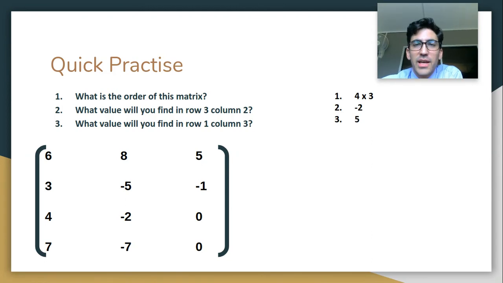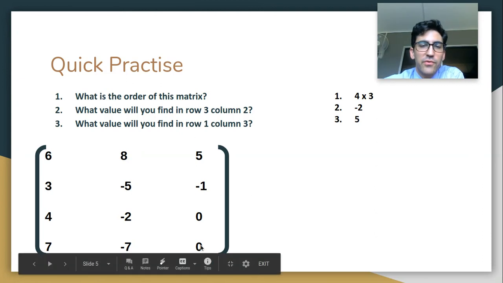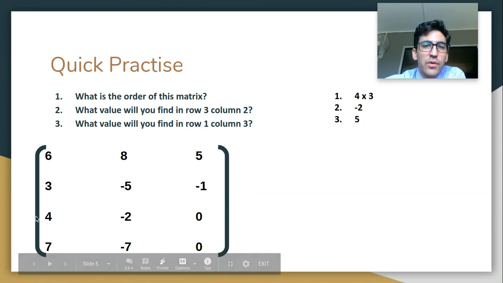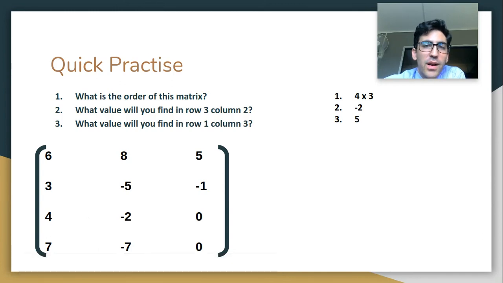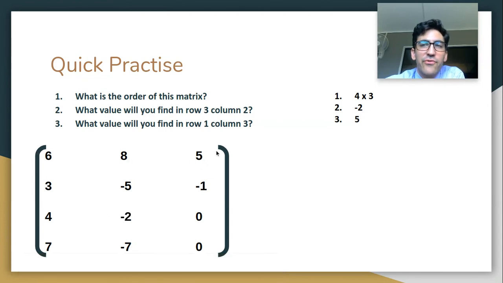And here are the answers. The order is 4 by 3, because there's 4 rows, 1, 2, 3, 4 rows, and 3 columns, 1, 2, 3 columns. Now, what value will you find in row 3, column 2? We have row 1, row 2, row 3. Column 2, we have a -2 here. What value will you find in row 1, column 3? We have row 1 here, column 1, 2, 3. Our value is a 5.